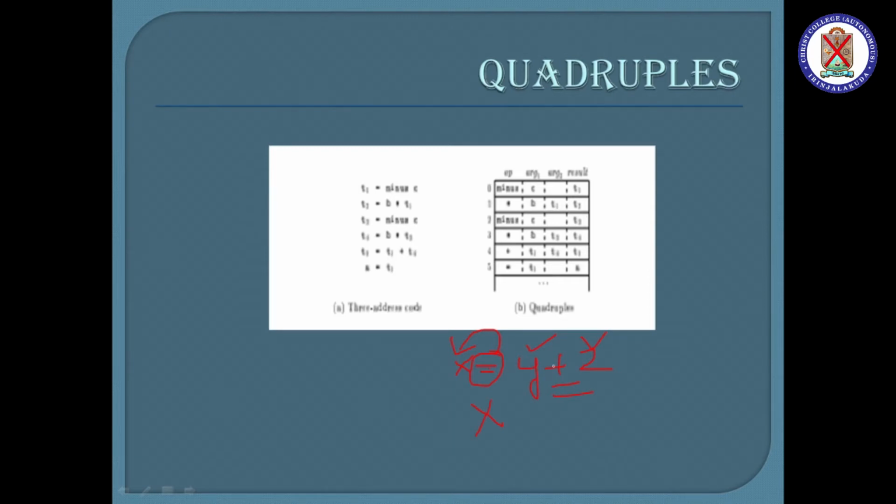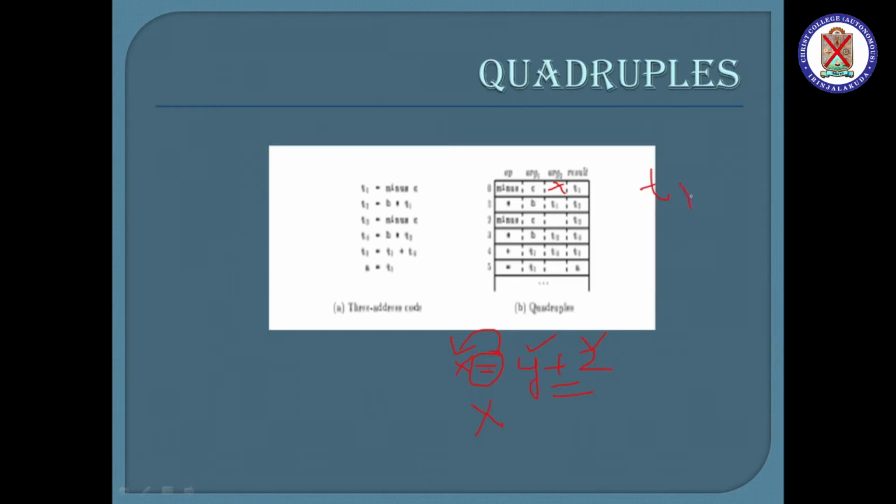There are some exceptions to this. First, look here: T1 = minus C. That is a unary operator case. Minus is the operator, argument 1 is C and result is T1. But argument 2 is not used. That becomes a wastage. That's the first exceptional case in quadruple: when you use a unary operator, one field is unutilized.